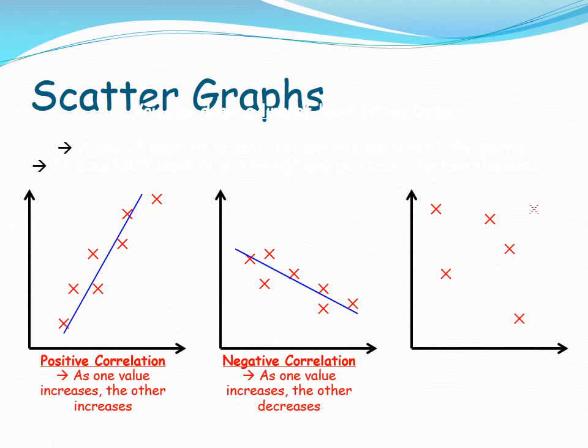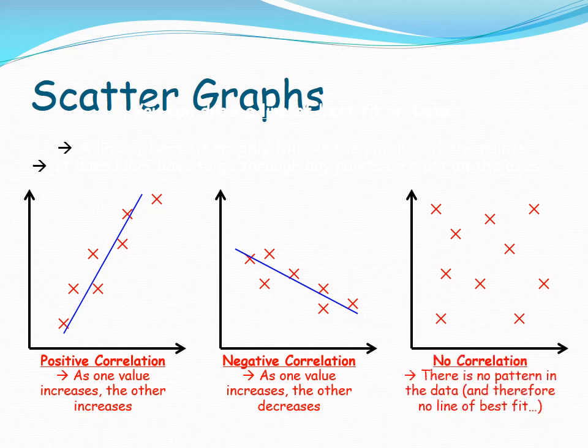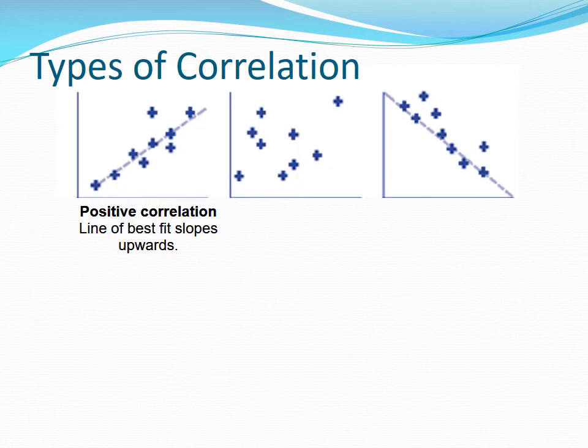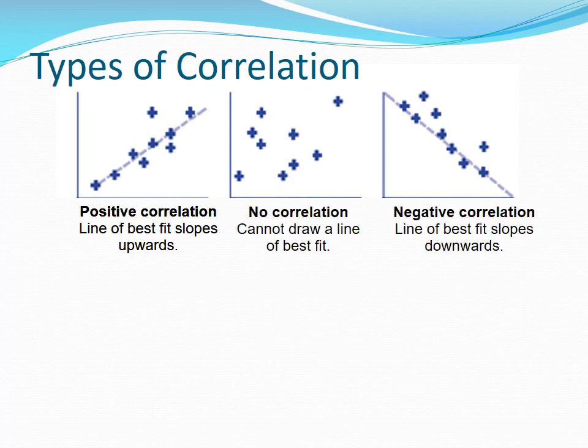A third example, which is the third kind of correlation, the points here are not going up or down. I cannot draw a positive line, I cannot draw a negative line. So we say that there is no correlation. No correlation means there is no pattern in the data and therefore no line of best fit. As a summary, there are three main types of correlation: positive correlation, no correlation, and negative correlation.